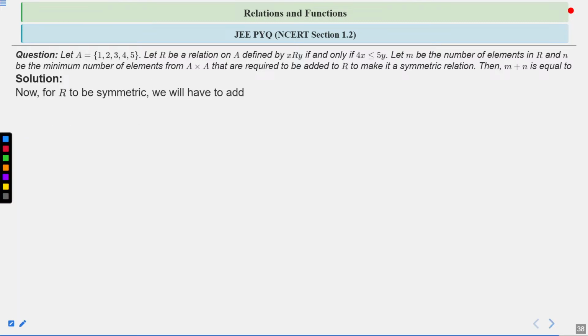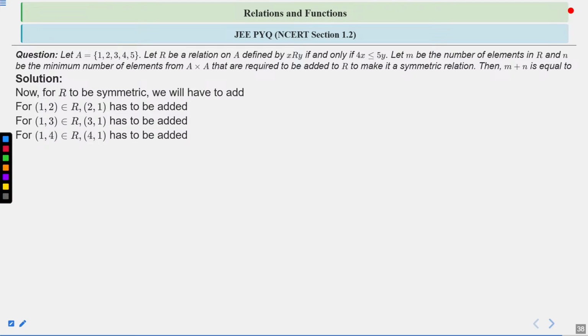Now for R to be symmetric, we will have to add, for (1,2) we need to add (2,1), right? Because we need to make it symmetric, right? For (1,3) we need to add (3,1). For (1,4) we need to add (4,1), right? For (1,5) we need to add (5,1). For (2,3) we need to add (3,2). Got it?